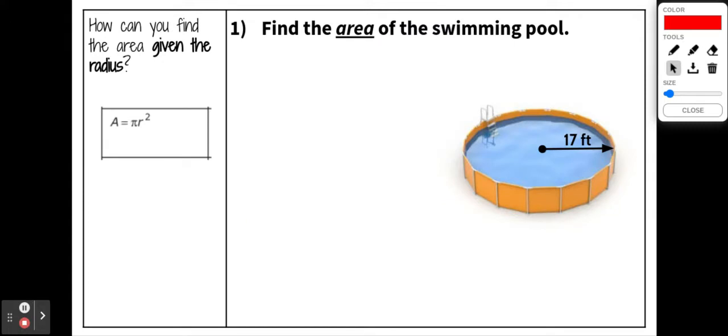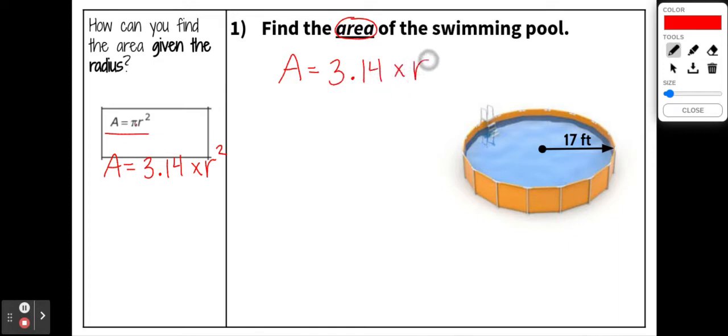We have a circular swimming pool. Yes, summertime, swimming pool. How can we find the area of this swimming pool? What formula is going to help us with that? The area formula. I'm going to write the area formula as 3.14 times the radius squared, the same thing that you see here. So let's begin by writing the area formula. Area equals 3.14 times the radius squared. You're going to need a calculator for this.